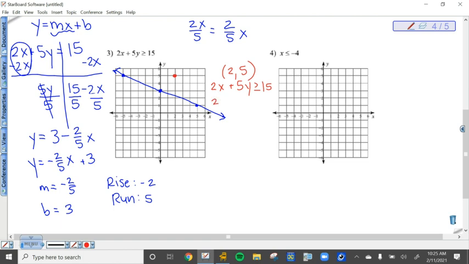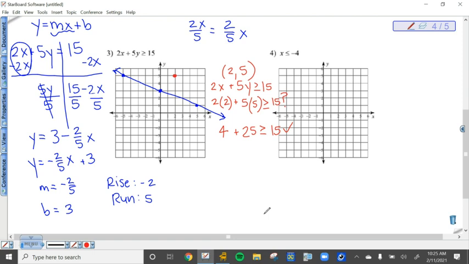So 2 times 2 plus 5 times 5. I'm checking to see, is that greater than or equal to 15? 2 times 2 is 4, plus 5 times 5 is 25. Is that greater than or equal to 15? 4 plus 25? Yeah, that's greater than or equal to 15.